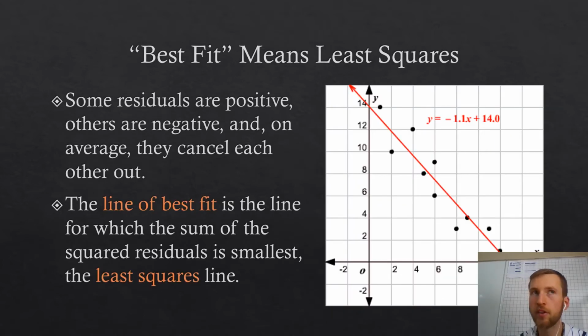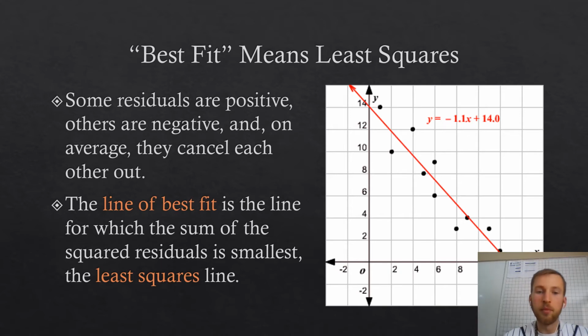In addition to hearing about the linear model or the line of best fit, you might also hear the phrase least squares regression line. All three of these mean the exact same thing. When we say least squares regression line though, what that refers to is that when you have a scatter plot and you draw a line of best fit in there, you're going to have some residuals that are positive and some residuals that are negative. And on the average, they're going to cancel each other out. So if we were to add all of them up, they would cancel each other out.